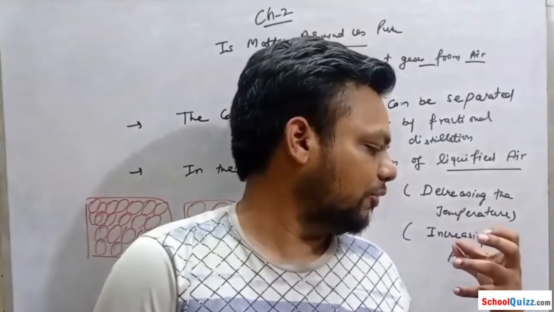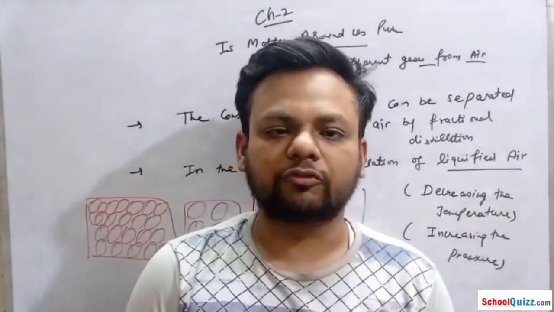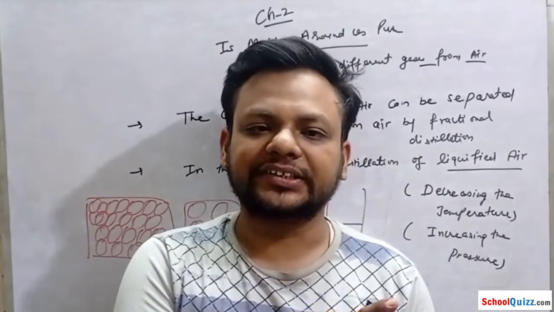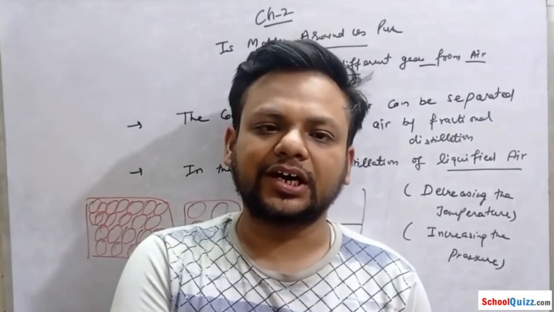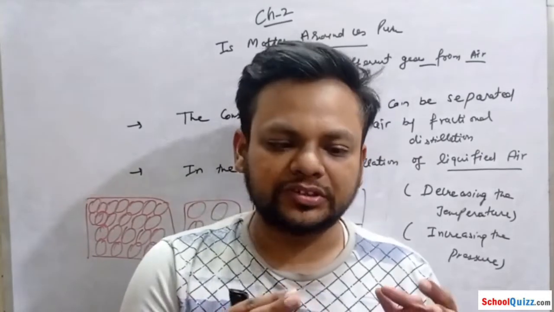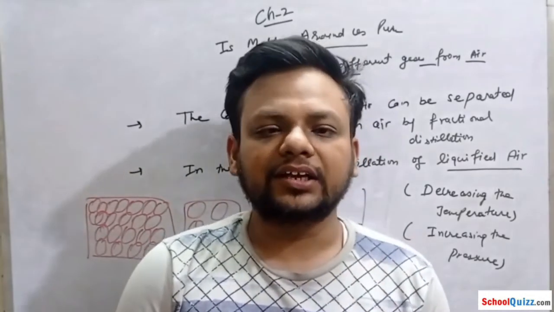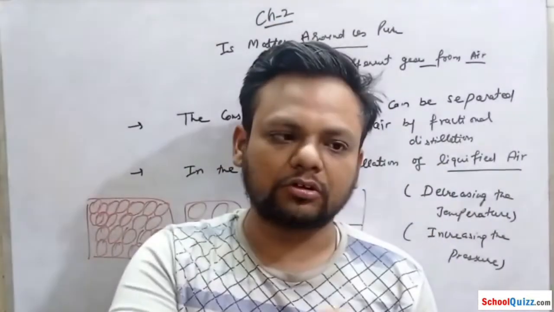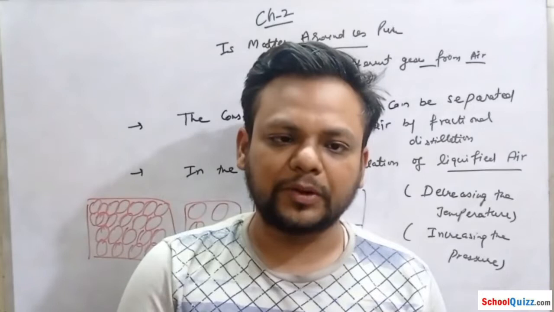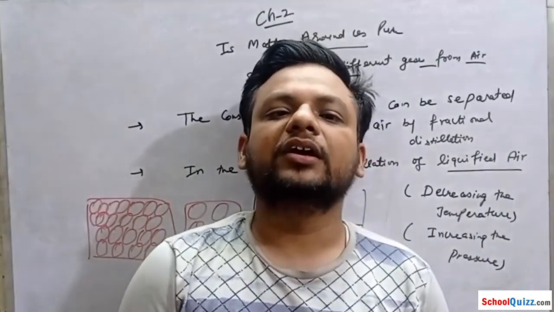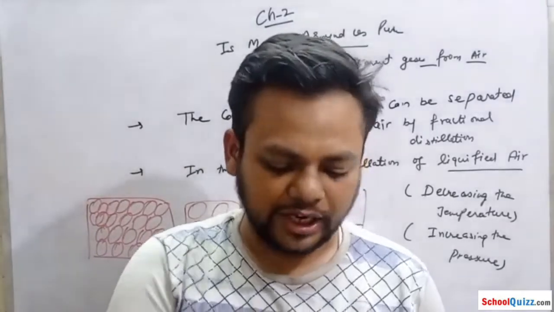So with the help of decreasing the temperature, we can also liquefy the gas. With two methods, we can liquefy the gas. First one is increasing the pressure, and second one is decreasing the temperature. How? By decreasing the temperature, kinetic energy of the molecules decreases, due to which they come closer and get liquefied. But in case of pressure, when we put pressure on that, the space will decrease, the molecules will come closer and they will get liquefied.